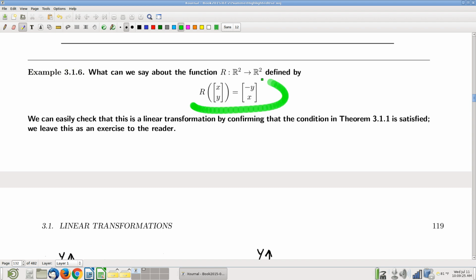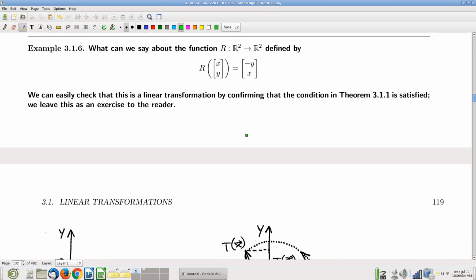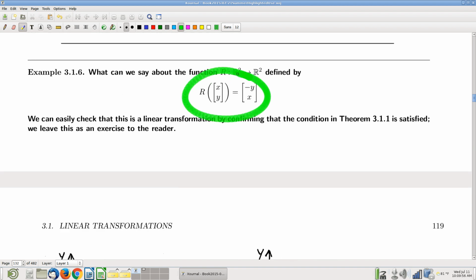Here's an interesting one. A little formula there. You can check for yourselves that this is a linear transformation. It's just a little bit tedious. It's not even that tedious. But there's some brute force algebra that will confirm that this is a linear transformation. Okay. Let's try to understand geometrically what this function does. I'm going to take this formula, and into it, I'm going to plug the standard basis vectors.